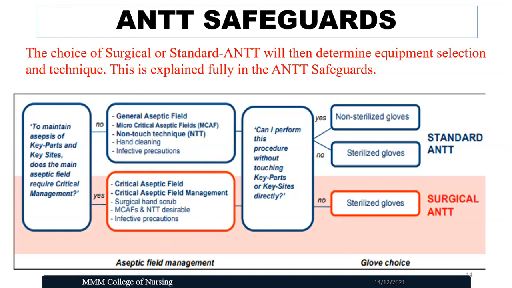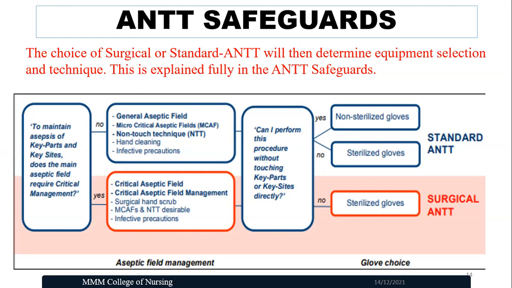Here, I'm going to explain the meaning of general aseptic field, microcritical aseptic field, and the critical aseptic field. So let me tell you what is this general aseptic field. That is promoting the asepsis. This comes when key parts can easily be protected by caps and covers. That is, the sterile or aseptic caps and covers are called the microcritical aseptic field. This main aseptic field is termed the general aseptic field.